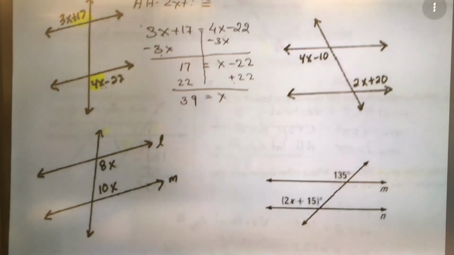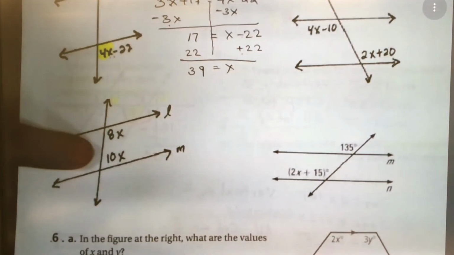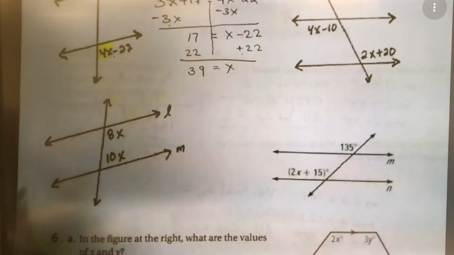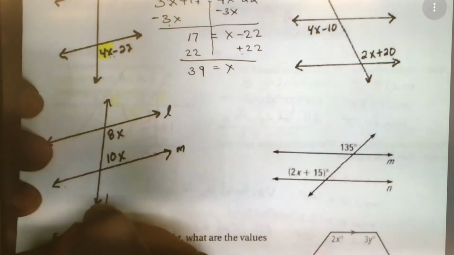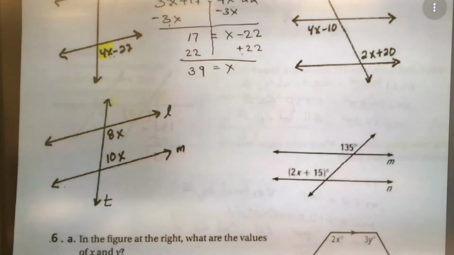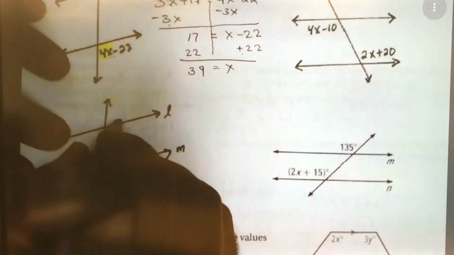So let us move on to the next question on the bottom here. So first identify the transversal. So this is the line cutting those two parallel lines. So this is the transversal line, and these two angles are given.